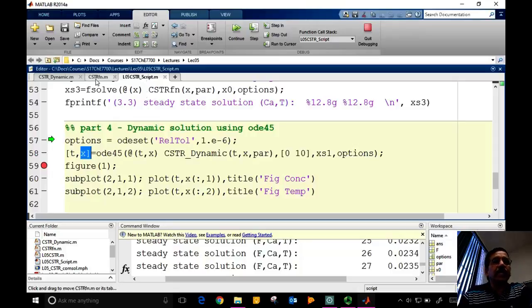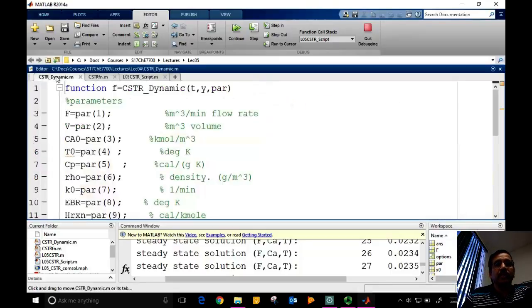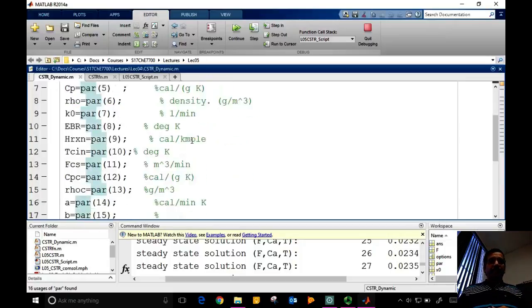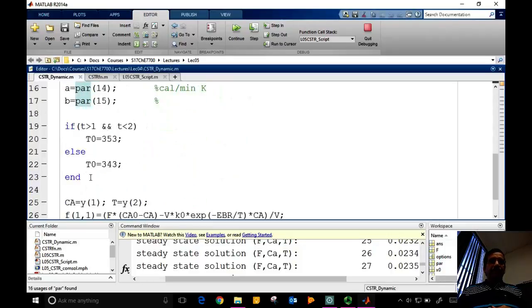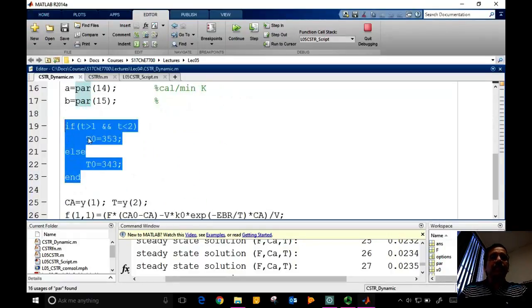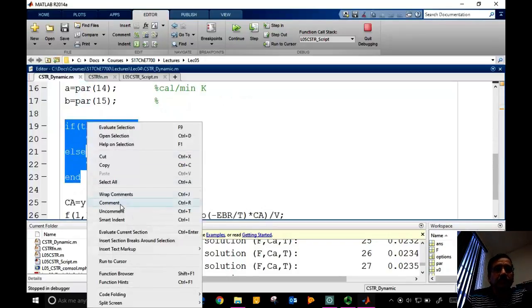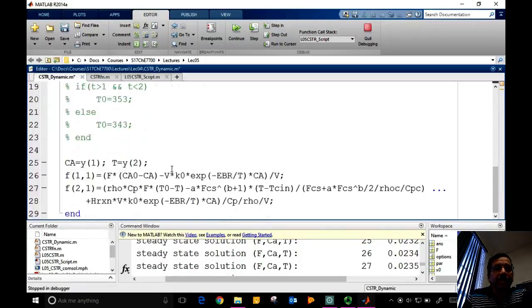I'll show you what the CSTR dynamic function looks like. So it's exactly the same function that I had before, okay, except I added T. Why? Because ODE45 expects the first parameter to be time. The problem is time dependent. So the first parameter is time. The second parameter is the state. In this case, a 2-dimensional state vector, concentration and temperature. The third one is the parameter. Okay? And let's forget about this for a moment. I'll come back and explain this.